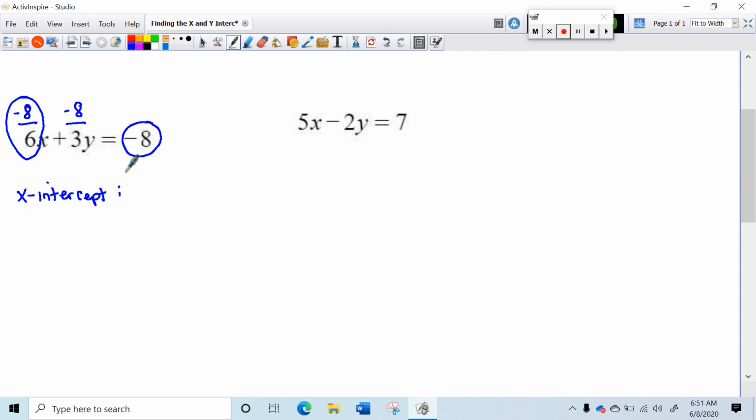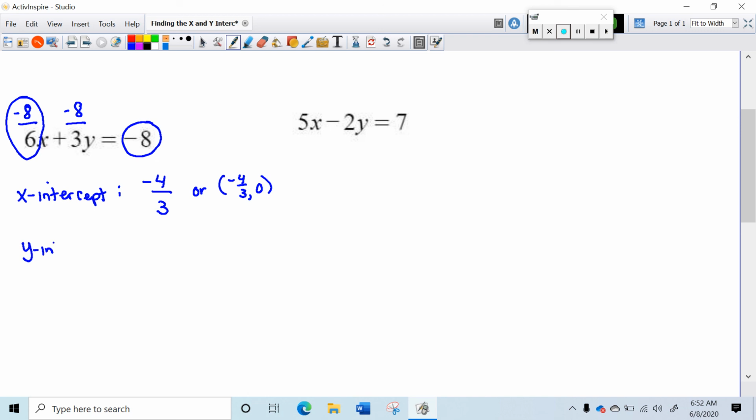However, I am going to simplify it. So they're both even numbers, so I'm going to cut them in half. Half of negative 8 is negative 4, and half of 6 is 3. So negative 4/3 is the x-intercept, or if you want to write that as a point, that would be the x value of your point, and y would be 0.